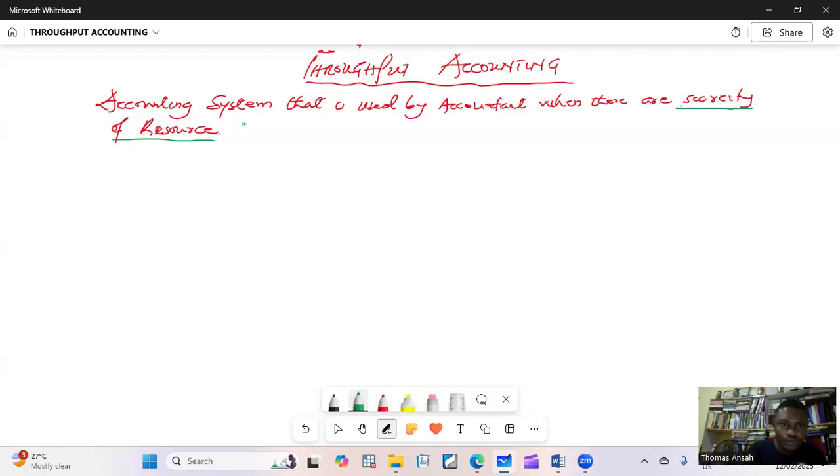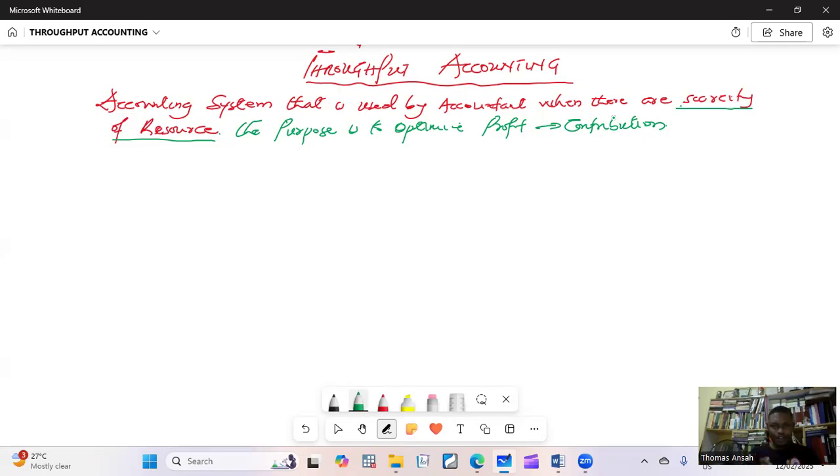So the purpose is to optimize profit. All right. So in this case, we are talking about something related to your contribution. So we are looking at the accounting system that is adopted by an accountant to optimize profit, even though there is scarcity of resources.